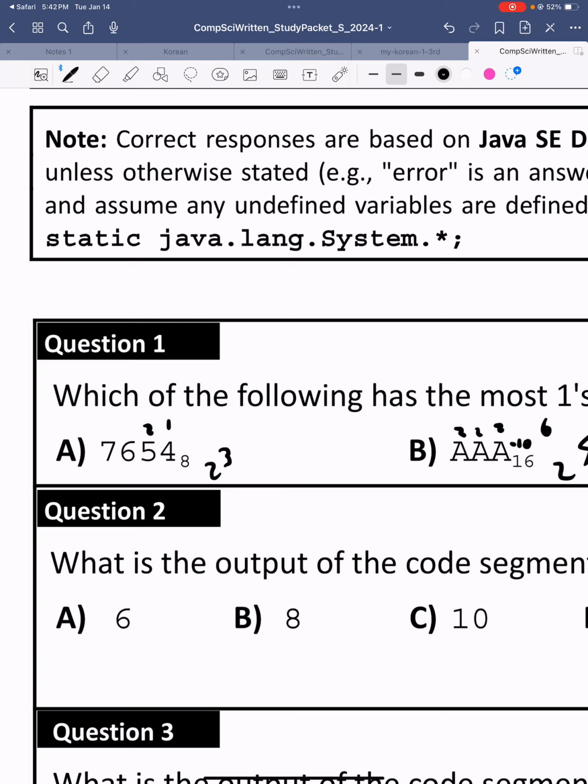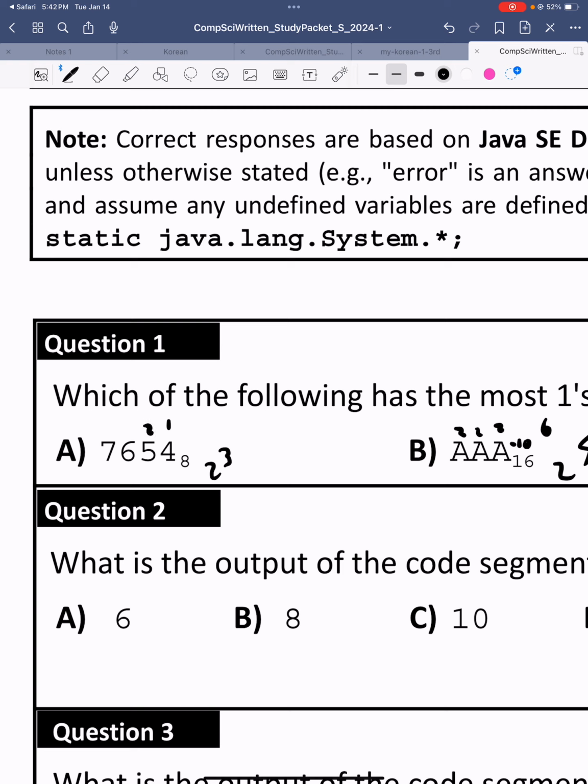Sorry, did I do this wrong? Oh no, am I going to do this all over again? 1, 2, 3, 4, 5. So, wait, I'm looking at the wrong exam. Haha. The answer is A, yes. Okay, sorry about that. I had the wrong exam out for the answer key.